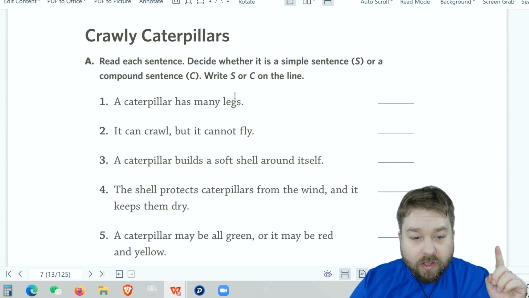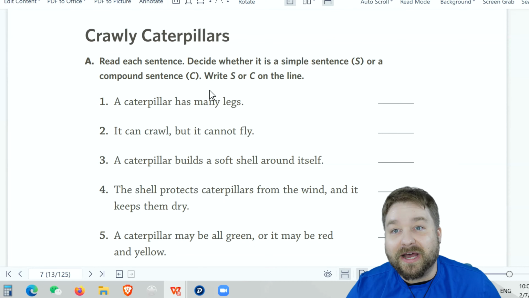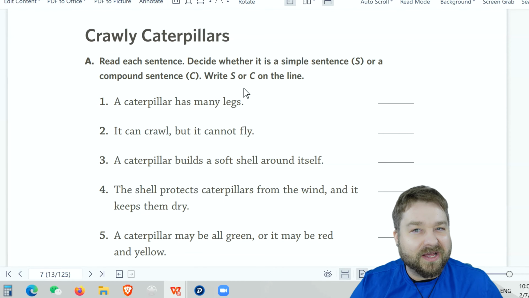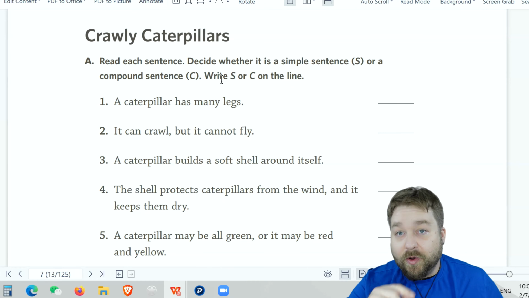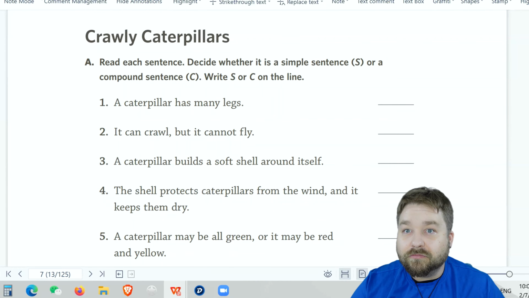Now, this is called crawly caterpillars. Actually, caterpillars don't bother me, but crawly things bother me. Okay, let's look at our very first direction.